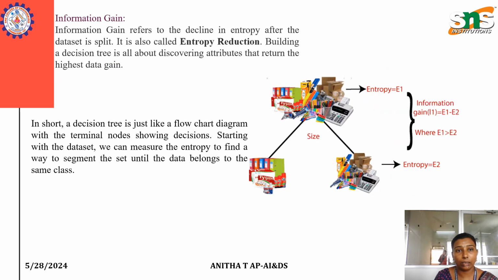Next, information gain. Information gain refers to the decline in entropy after the data set is split. It is also called entropy reduction. Building a decision tree is all about discovering attributes that return the highest information gain. In short, a decision tree is just like a flowchart diagram with the terminal nodes showing decisions. Starting with the data set, we can measure the entropy to find the way to segment the set until the data belong to the same class.